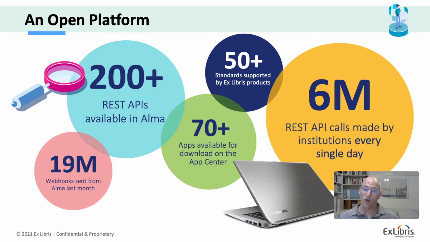And we have a place called the App Center on our developer network. The App Center is where those developers who use all those APIs can share applications that they've written with users, with various members of the community, both within their institution and outside of their institution. There are over 70 apps available on the App Center for download right now. And those apps allow you to do all sorts of extensions and scripts and automation of the Ex Libris products.